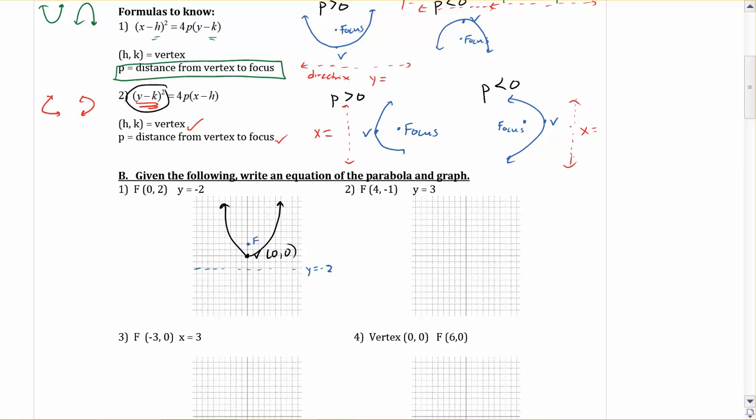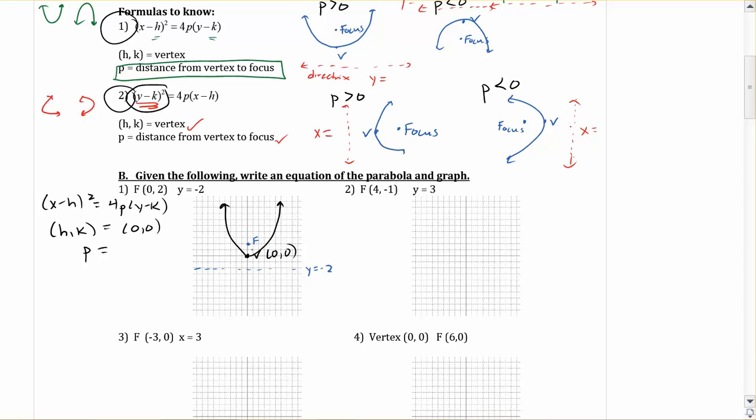So once I graph it, the first thing I do is say, okay, am I picking equation 1 or am I picking equation 2? Well, since my graph is facing upwards, I'm doing the x minus h squared. So I'm going to write that down first. X minus h squared equals 4p times y minus k. Now, my h and my k, let's talk about that. My h and my k are going to be my vertex. Well, if I look over here, my vertex was 0, 0, and then my p-value is going to be the distance from the vertex to the focus.